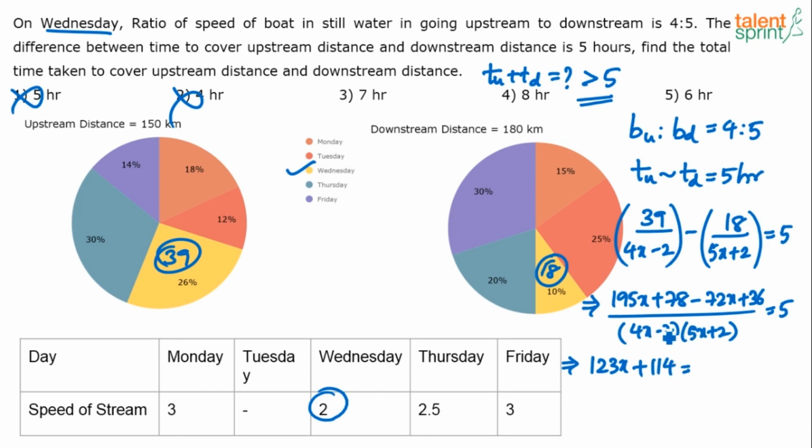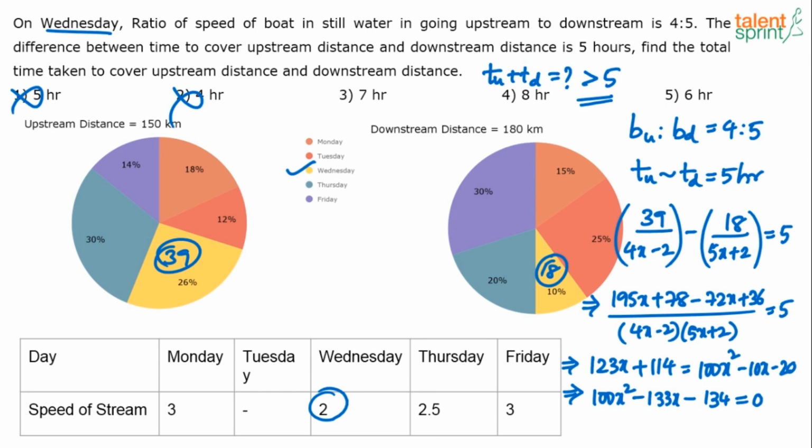Five into 4, 20x square into 100x square, minus 10x plus 8x is minus 2x. Yeah, minus 2x multiplied by 5, minus 10x overall, and minus 4 into 5, minus 20. So that's the quadratic equation. Looks too lengthy. Solve for x now. 100x squared minus 10x minus 123x, minus 133x, minus 20 minus 114, so minus 134 equals 0.